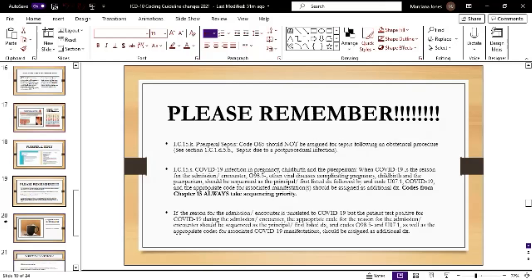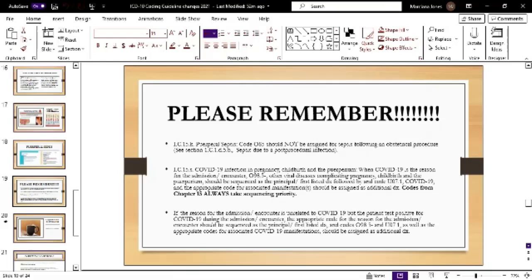So puerperal sepsis, code O, not 0, but O as in ostrich, O as in obstetrics, O as in organ donor, not 0, but O. So you're going to code O85. Code O85 should not be assigned for sepsis following an obstetrical procedure. And it's going to tell you to see section I.C.1.d.5.b, which is sepsis due to post-procedural infection. So this code O85 should not be assigned for sepsis following an obstetrical procedure.